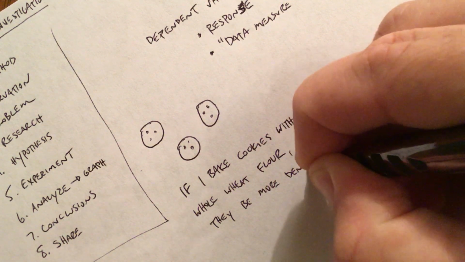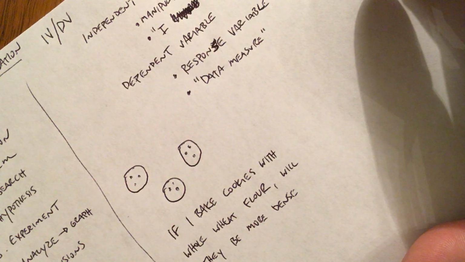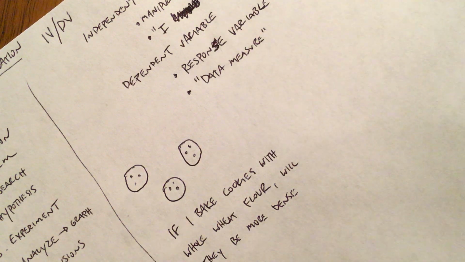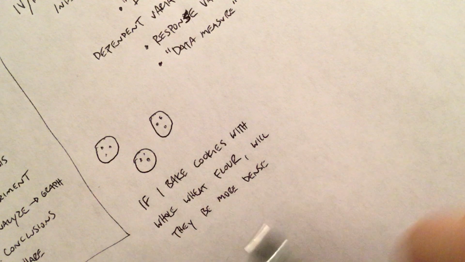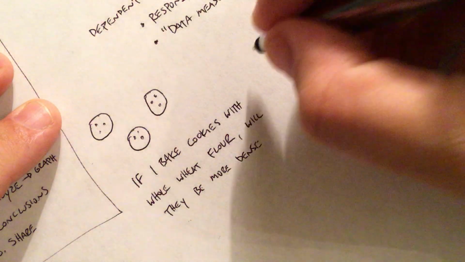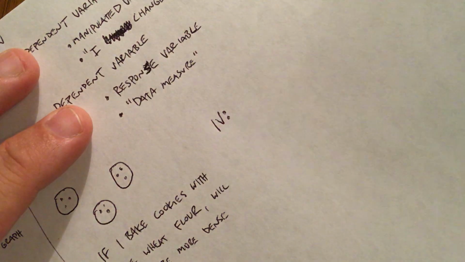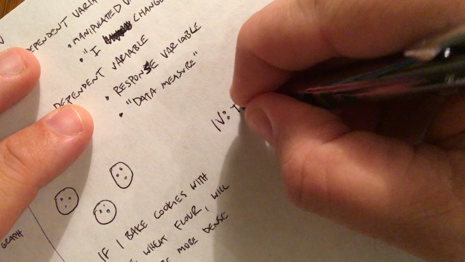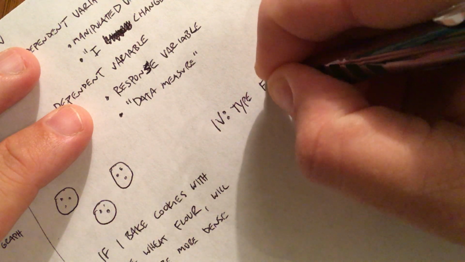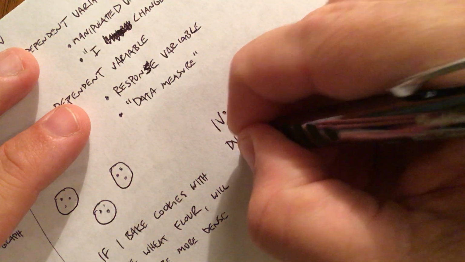So to visualize this experiment, you're baking a few batches of cookies with different types of flour. And you're seeing at the end, you're measuring the density of all the cookies, and you're thinking that the whole wheat ones might be more dense than the others. So in this experiment, your IV is the type of flour, and your DV is the density of the cookies.